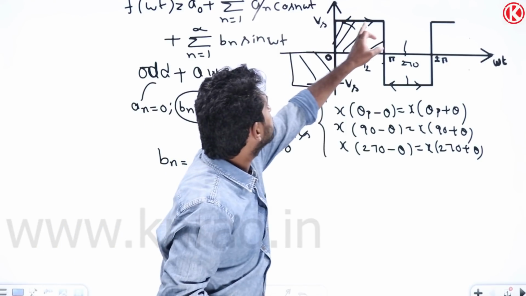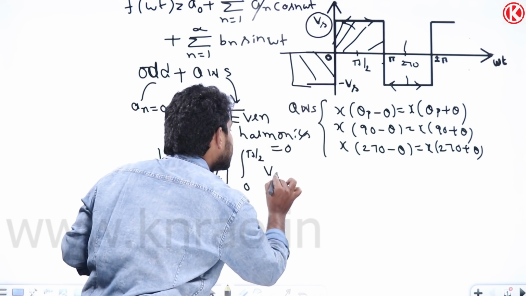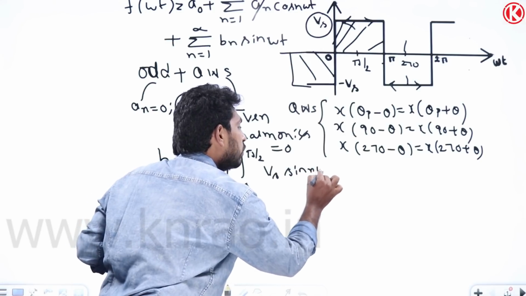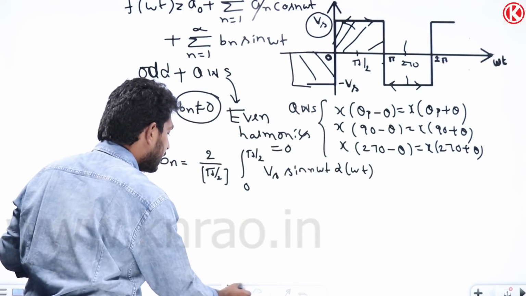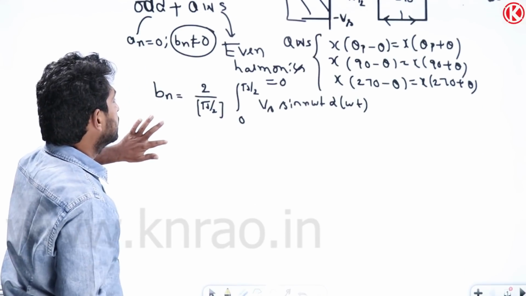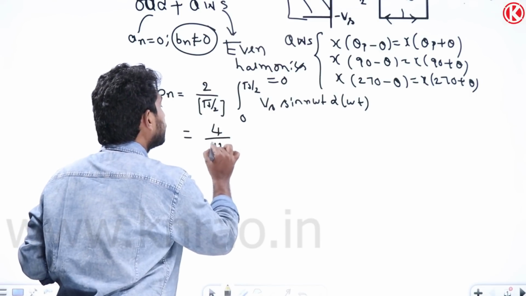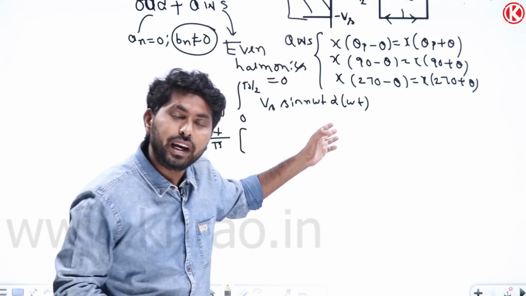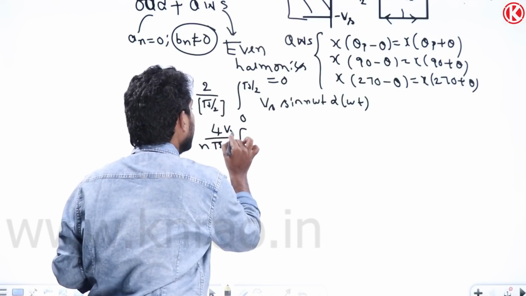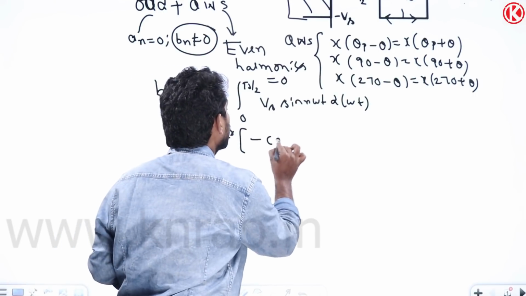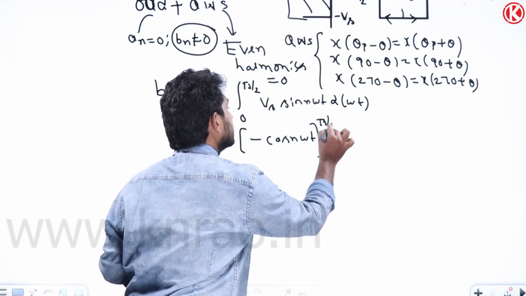From 0 to pi by 2, its magnitude is Vs. So it will be Vs sin n omega t d omega t. If I simplify this one, I will get the Fourier series expression. By simply integrating, we can get the expression. So here it will be 4 by pi. The integration of sin n omega t is equal to minus cos n omega t divided by n. So it will be 4 Vs by n pi, Vs is constant, into minus cos n omega t, with limits 0 to pi by 2.